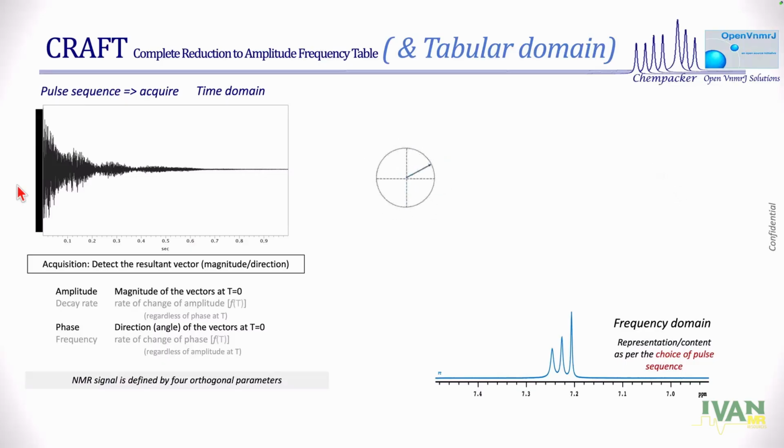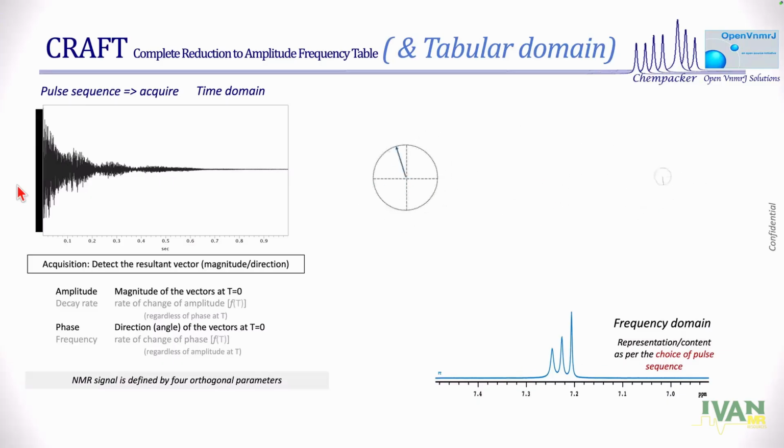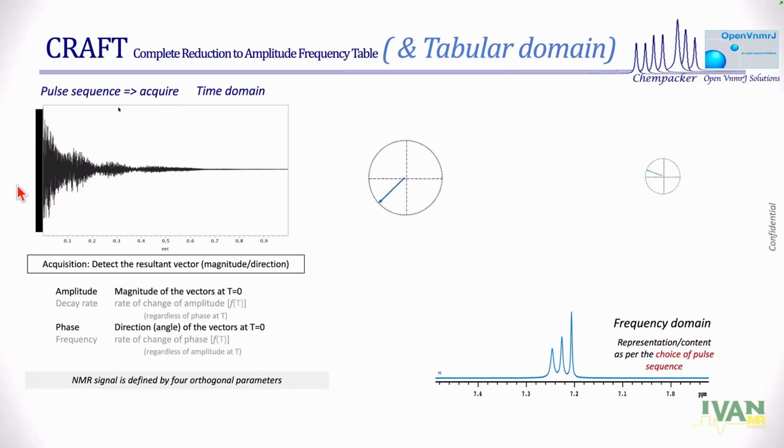And we can modify how that frequency domain spectrum looks and behaves by essentially changing the way we prepare the spins just before the acquisition. So during the acquisition, this representation reflects what the pulse sequence did. The choice of the pulse sequence changes the representation or content of the frequency domain.